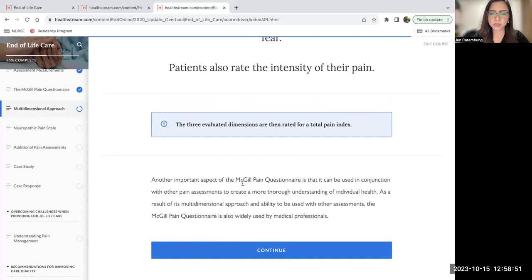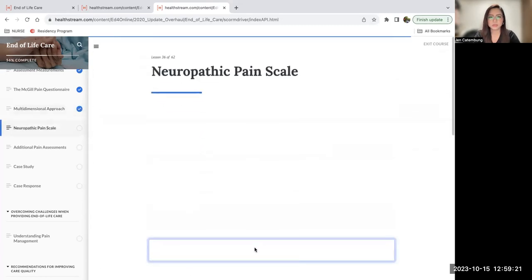Another important aspect of the McGill Pain Questionnaire is that it can be used in conjunction with other pain assessments to create a more thorough understanding of individual health. As a result of its multidimensional approach and ability to be used with other assessments, the McGill Pain Questionnaire is also widely used by medical professionals.